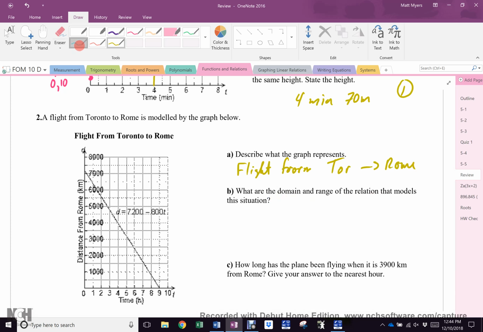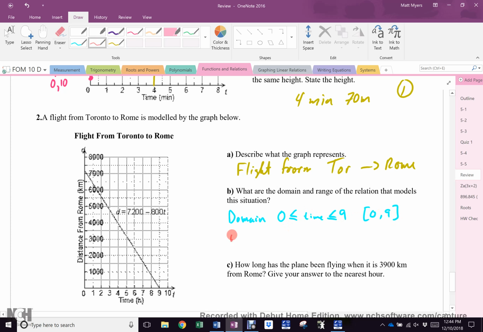All right. Domain and range. What is the domain? The x values, which are time. So what's the domain? Time, 0 to 9. Less than or equal to 9. Could you also write it this way? Yes, because it is continuous.